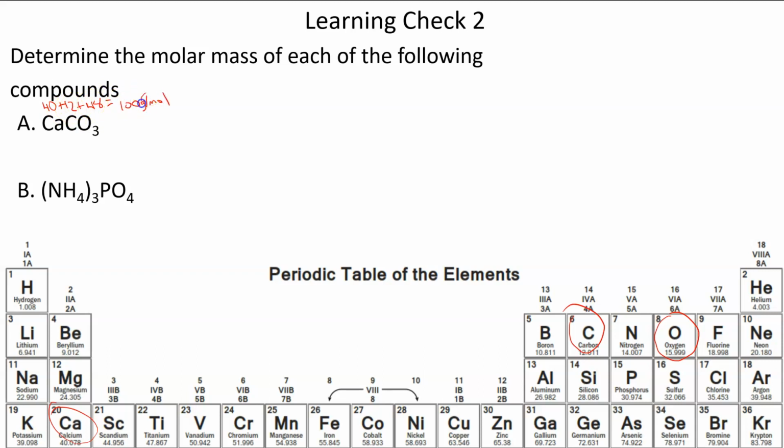So when I ask you for molar mass, please make sure you note this, the grams per mole. You need to include that as your molar mass. So here's the number crunching again, so you can see it. 100 grams per mole. Please don't forget the units.